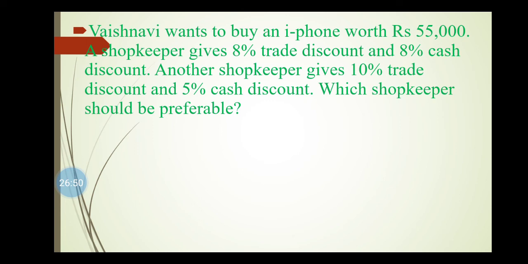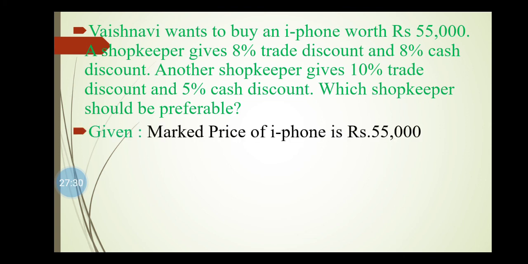Now the next question is, Vaishnavi wants to buy an iPhone worth rupees 55,000. A shopkeeper gives 8% trade discount and 8% cash discount. Another shopkeeper gives 10% trade discount and 5% cash discount. Which shopkeeper should be preferable? Here we have to compare the net price of the two shopkeepers.